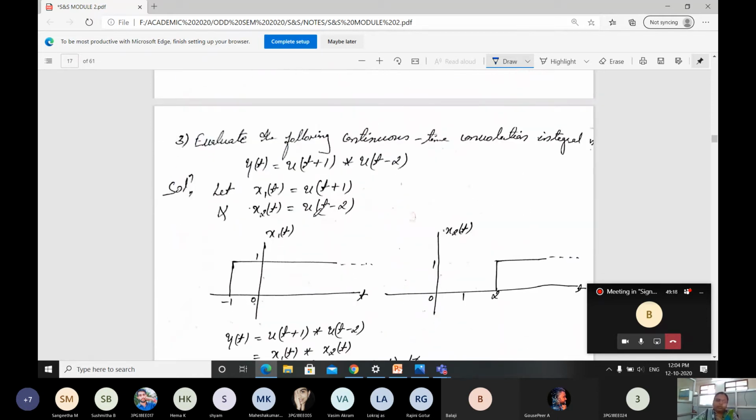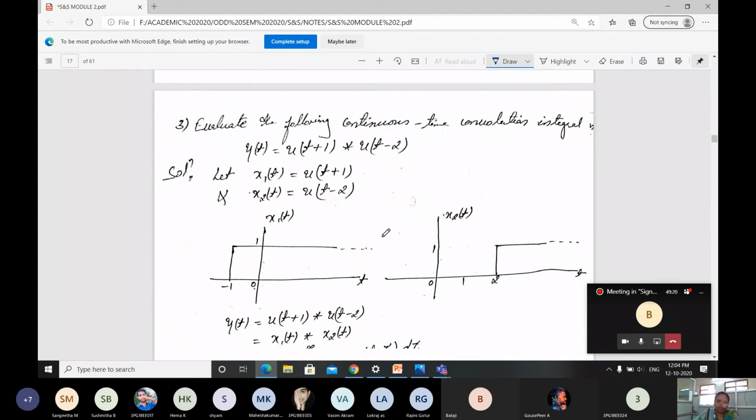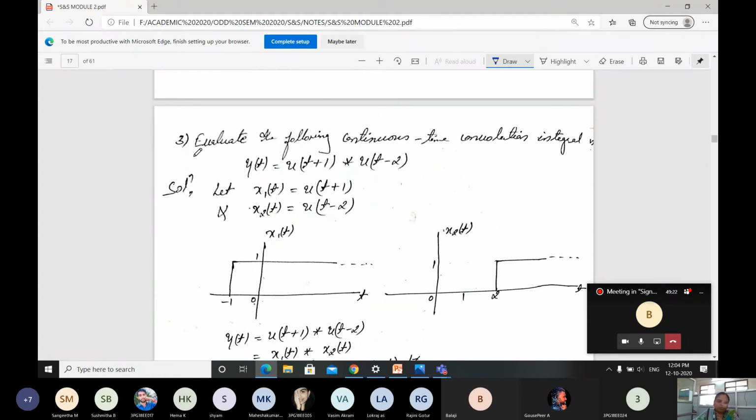Then one more problem. The next problem is to evaluate the following time convolution integral, that is y of t is given as u of t plus 1 convolved with u of t minus 2. When it is given like that, first you consider, let x1 of t be u of t plus 1 and x2 of t be u of t minus 2.